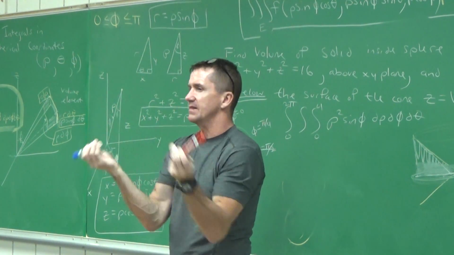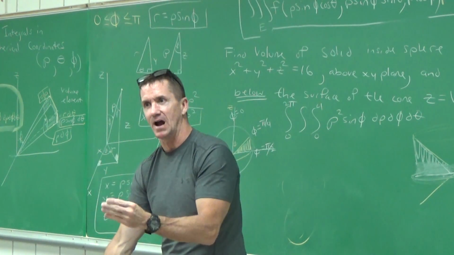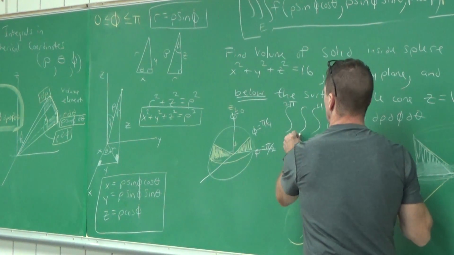What brings it all the way around? The theta. The theta will just swing it. Isn't that cool? The theta swings it all the way around. We're going from pi over 4 to pi over 2. We put the lower limit there.